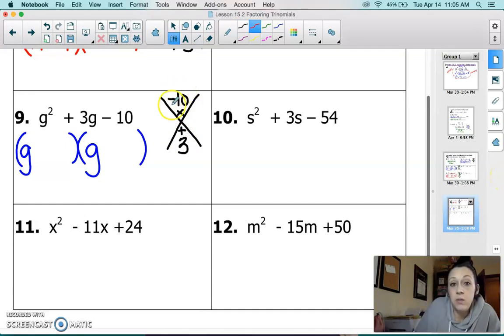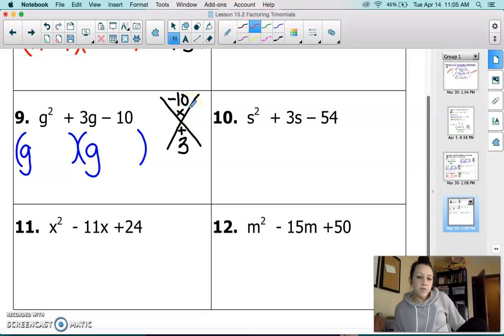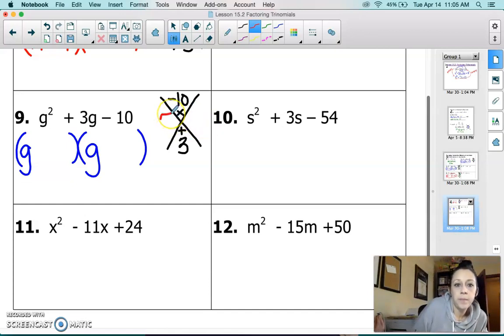So I usually start with what can I multiply? So what can I multiply to equal 10? First thing I think of is 5 and 2. So 5 times 2, right? But I need one of those numbers to be negative if I want to multiply them and get negative 10. Because 5 times 2 would just be 10. So how about negative 5? Negative 5 times 2 is negative 10. But negative 5 plus 2 is negative 3.